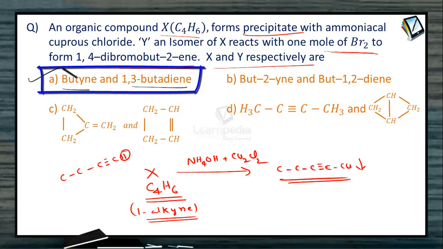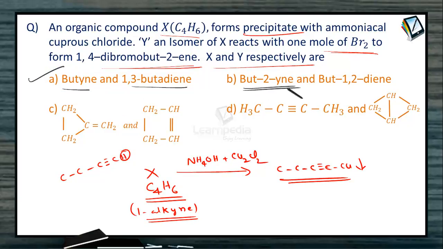Option A. Butane. It does not have an acidic hydrogen to take part in the reaction with ammoniacal cuprous chloride at all. So therefore this is wrong. And this is again an alkene rather than an alkyne to give the reaction with ammoniacal cuprous chloride. So wrong. Here it is again 2-butyne, therefore wrong.